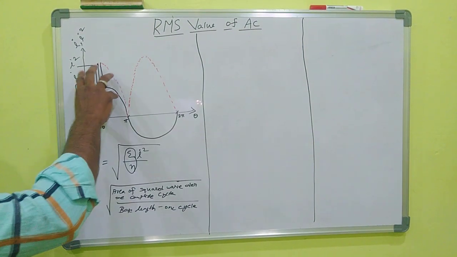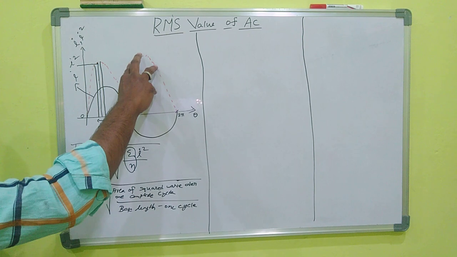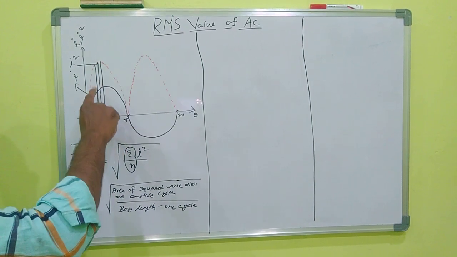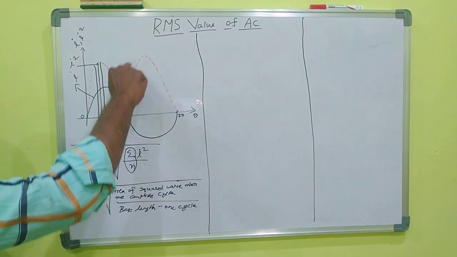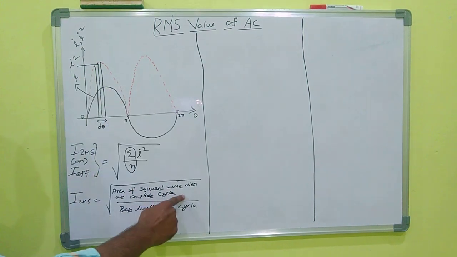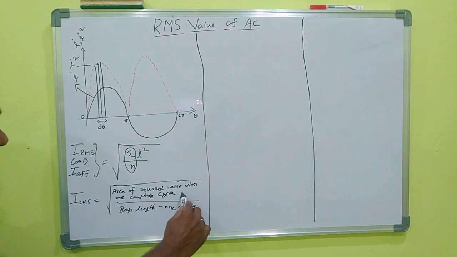So we have to find this area and this area. This is half cycle, this is half cycle. So we have to find the area of the I squared wave of one complete cycle. This we have to find first.